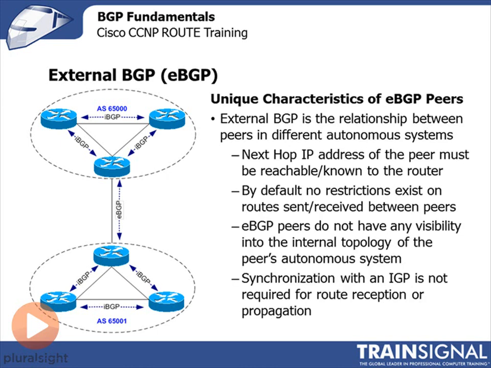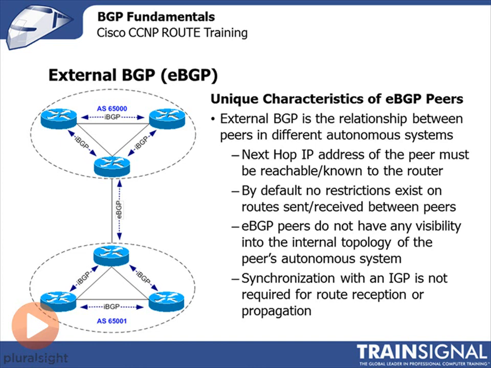There are some unique characteristics of eBGP peers distinguishing it from iBGP. First of all, the next hop address of a peer has to be known or reachable to the router. So in other words, if the next hop address of the peer is not known or available to the router, it will not establish a peering session. That may require use of an IGP or a static route if it's not directly known. For instance, if it's not directly connected, obviously it needs to know how to reach that next hop address. Otherwise, the relationship will not happen.